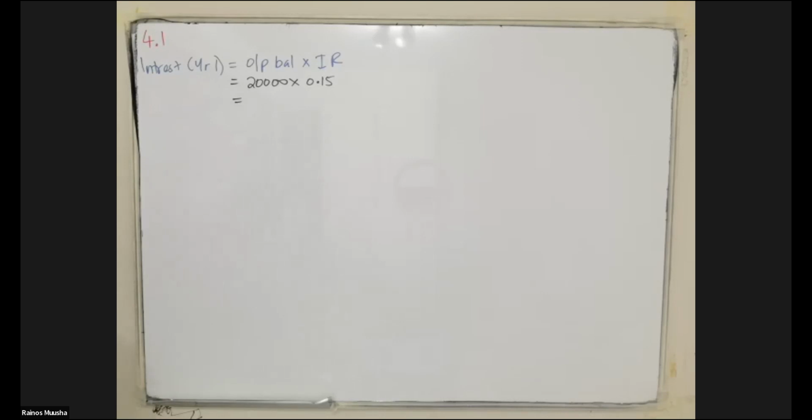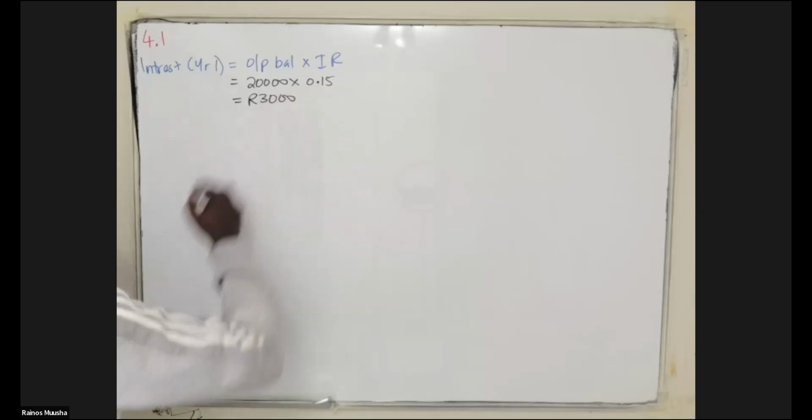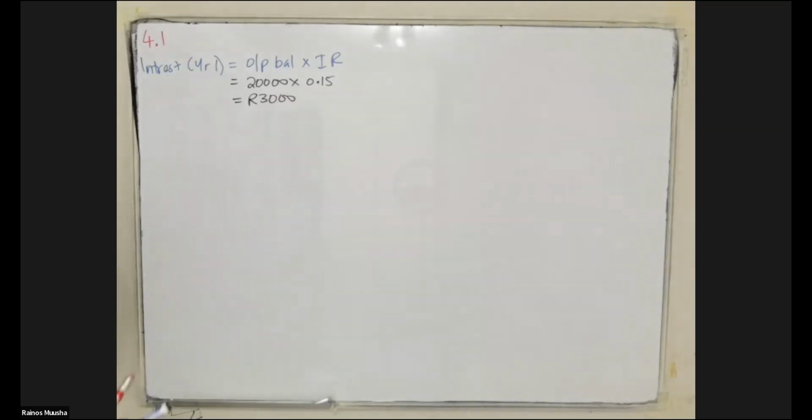How much is the interest? 3,000. You must be able to get an interest amount of 3,000. Then, now we need to find out exactly what is the closing balance for year one, which becomes the opening balance for year two as well, right?